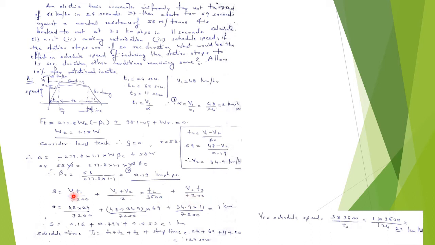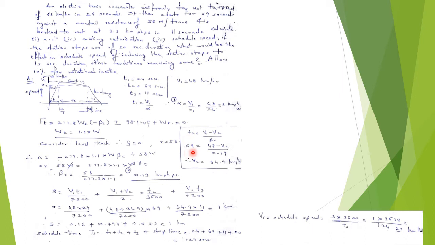So putting down all the values, V1 is 48 kilometers per hour, that is given. T1 is 24 seconds, it is given. Then V1 plus V2, that is 48 plus 34.9. V2 we are finding out from here, that is by using this equation, T2 is equal to V1 minus V2 upon beta c.